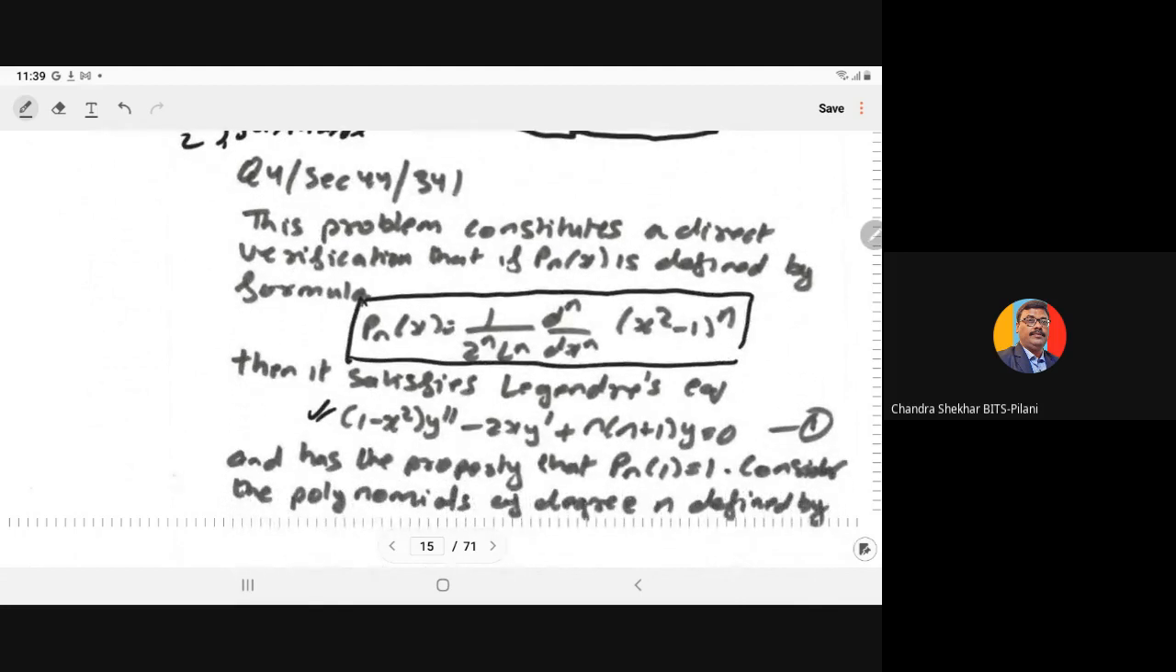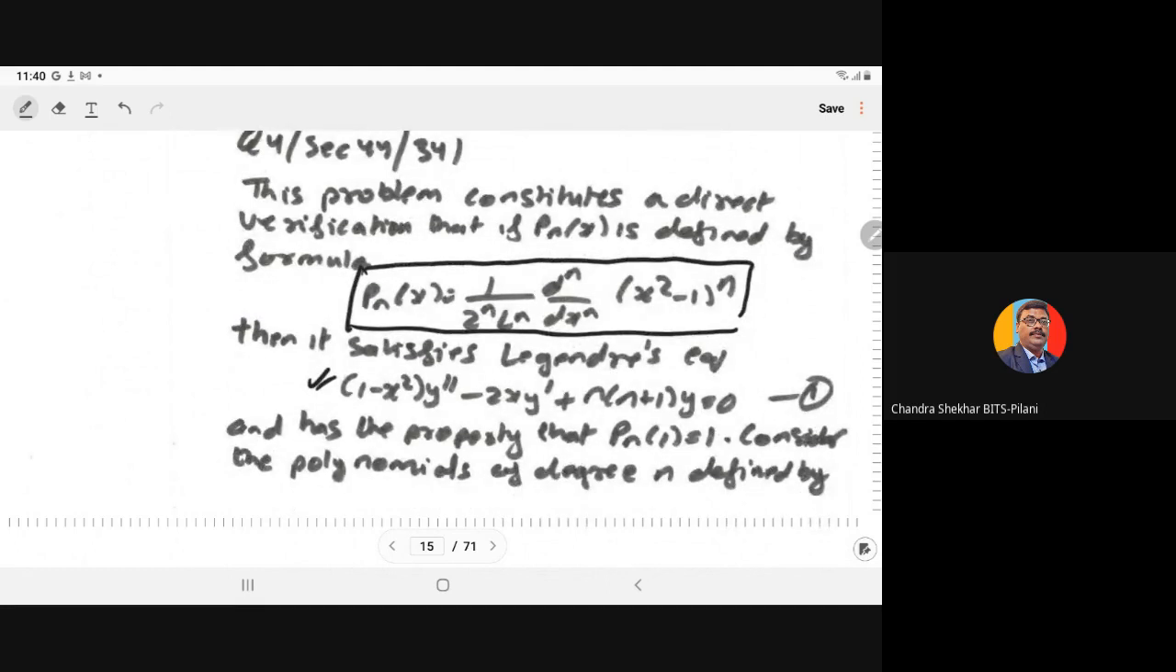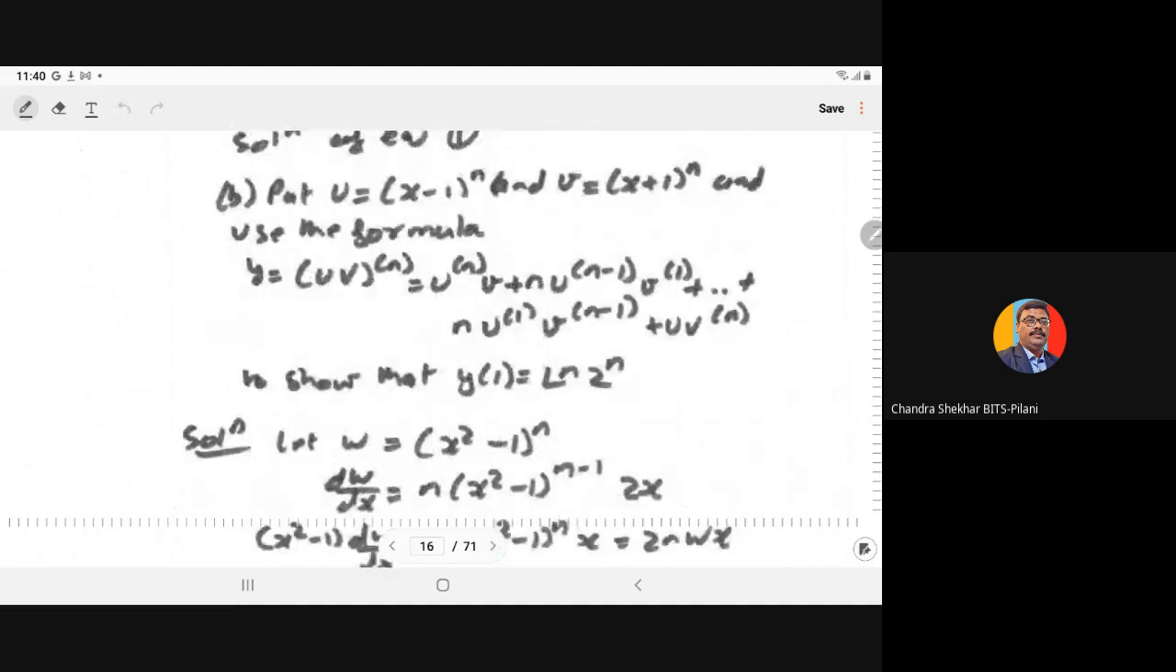It means this will satisfy the given Legendre equation, and has the property that Pn(1) is equal to 1. Now consider the polynomial of degree n defined by the Rodrigues formula, which is the solution of the Legendre equation. And this property Pn(1) equal to 1 you know, we have already proved by the generating function. Now consider the polynomial of degree n defined by this. This question is available in the book.